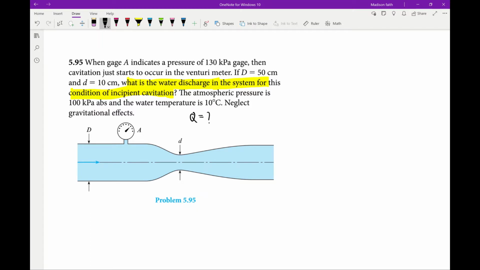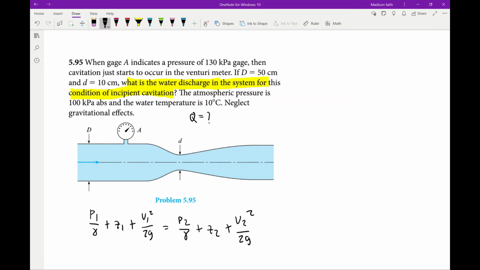To do this, we are going to want to use the Bernoulli equation. So the Bernoulli equation is just pressure at point 1 over gamma plus its elevation plus its velocity squared over 2g equals the pressure at another point, let's call that point 2, over gamma, plus its elevation plus its velocity squared over 2g. So while the Bernoulli equation does not include Q directly, we can manipulate V1 squared to include Q.